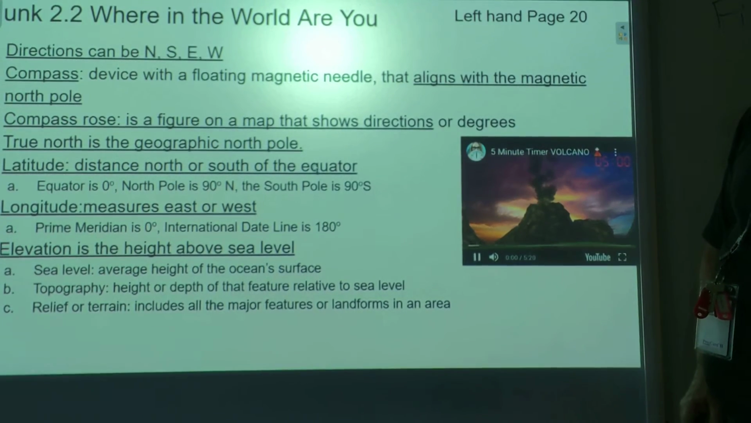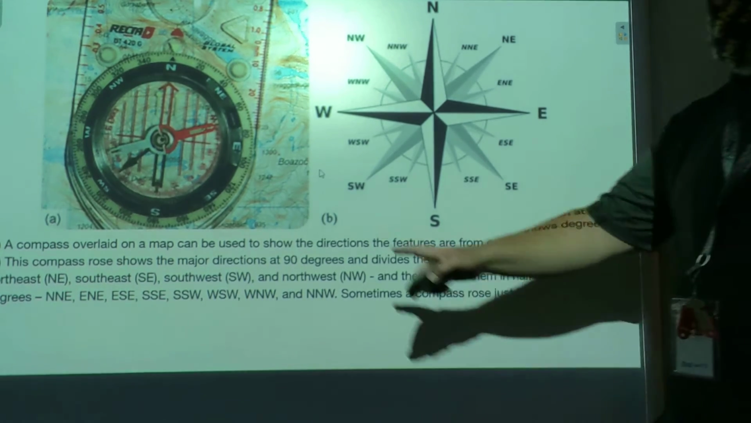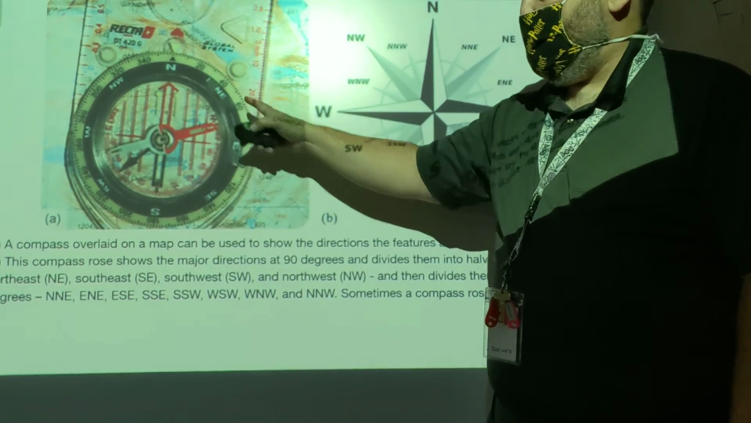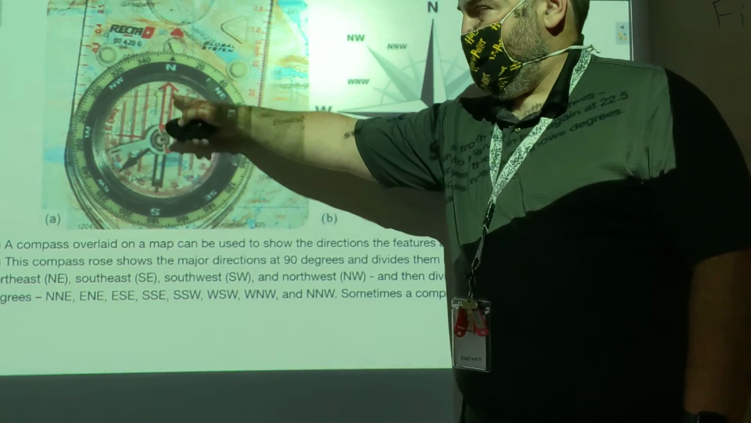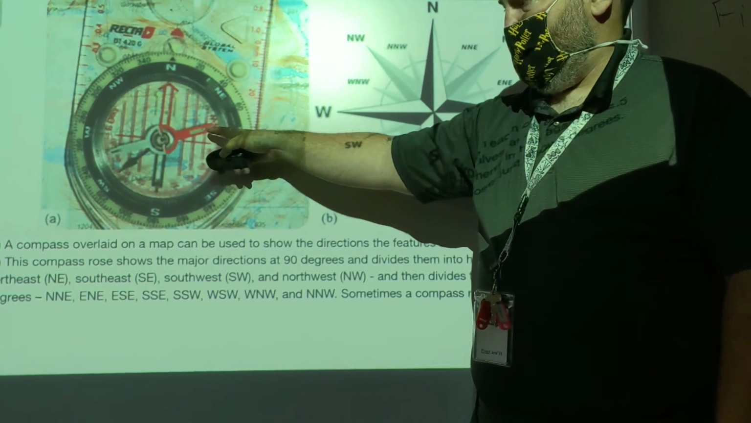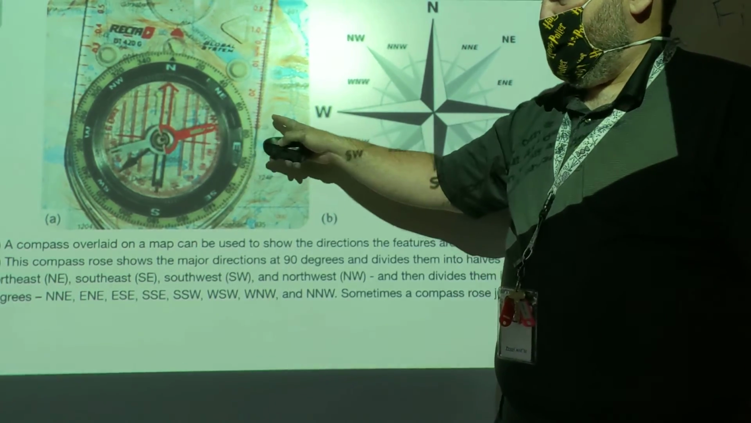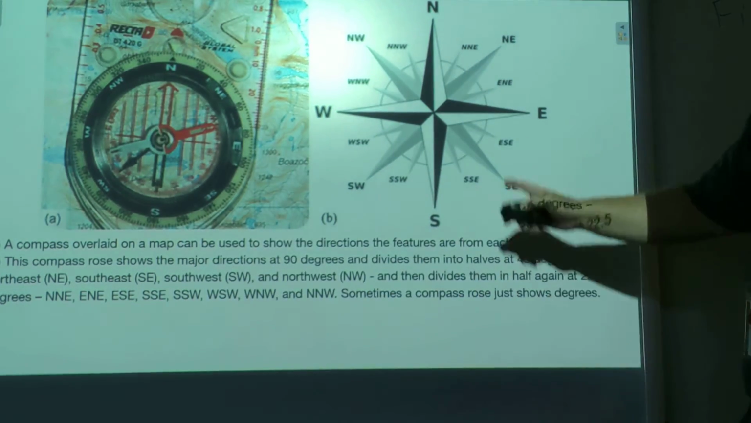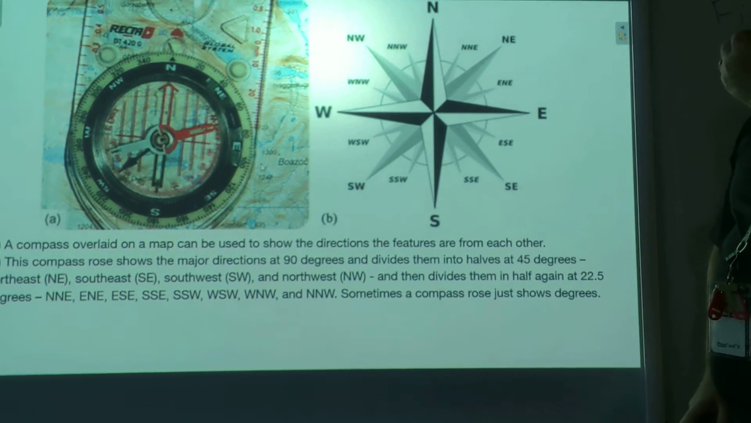Okay. So this is a compass. The needle always points north. You can rotate the bezel so that this painted arrow lines up with the needle, and then you'll know this is north, and so that must be west, and this must be east. This is a compass rose.